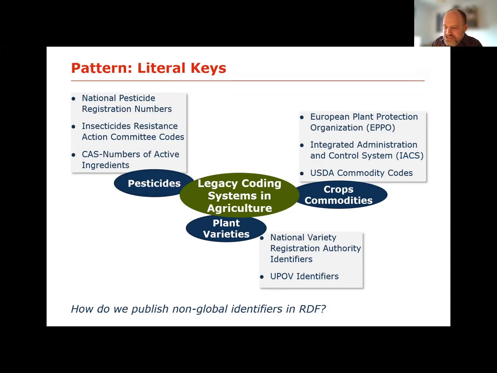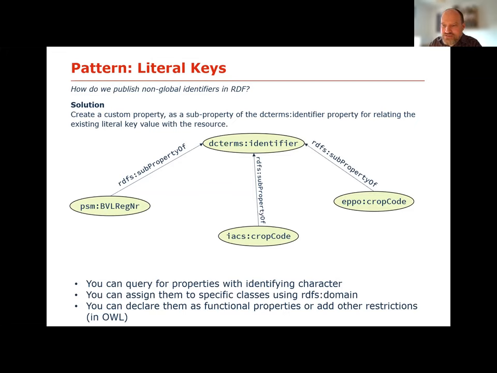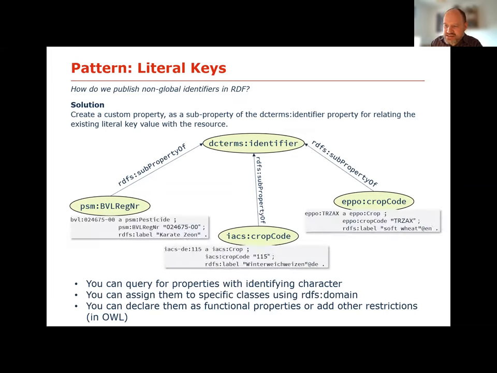This leaves us with the question of how we publish non-global identifiers in RDF. There is also a design pattern from the book by Dodds and Davis that I cited. We create a custom property, which will be a subproperty of the dcterms:identifier property, and then you use this property to annotate the data. I have sketched here a few examples of a pesticide, which has a pesticide registration number, and this property will be a subproperty of dcterms:identifier. Same here with two examples from crop code datasets. The advantage you gain is that you query for properties with identifying character simply by querying for any property which is a subproperty of dcterms:identifier. You can assign specific classes, or you can even restrict these properties more by using OWL.